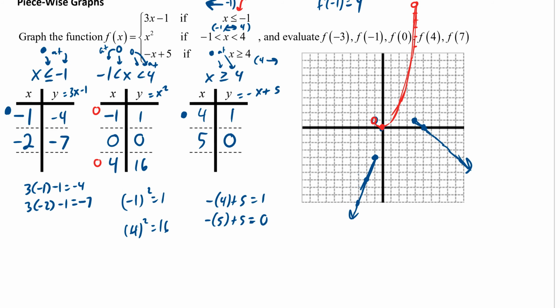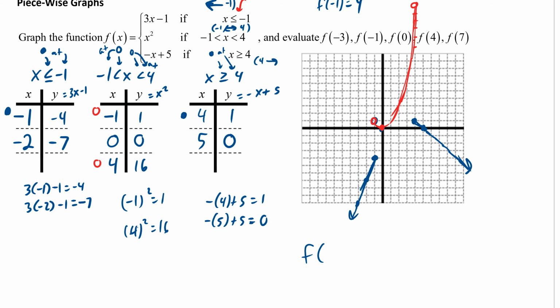And then we have, let's continue down here, f of 0. F of 0 is 0. It's right there. F of 4, 1, 2, 3, 4. That would be 1. See, 4, 1. And then f of 7, 1, 2, 3, 4, 5, 6, 7, 1, 2, 3. So that would be 3.